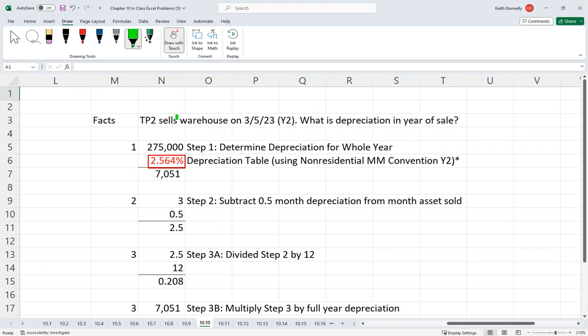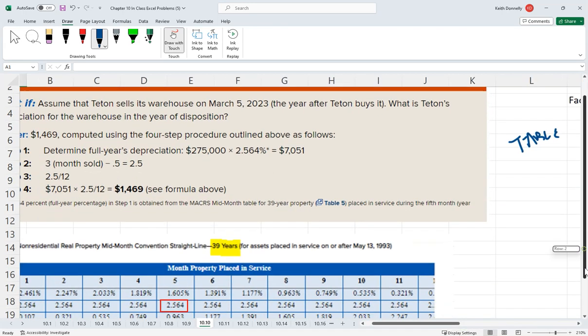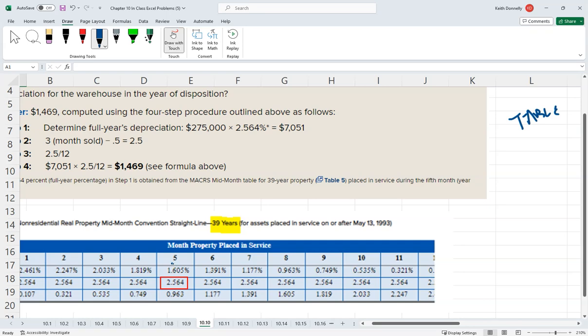All right, so we had that warehouse, right? And it looks like we sold it in March of year 2. They said, can you please tell me the depreciation in the year of sale? So basically we're going to use the table, and we will figure out depreciation for the entire year. So 39 years. Let's see here.